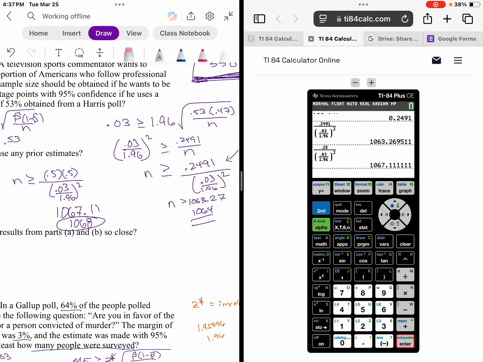Why are those so close? Well, it's because in the first case in part A, our p hat was 0.53, and in part B, our p hat was 0.50. So it should be a little bit bigger than the other one, but it's not going to be astronomically bigger just because we went from 0.53 to 0.50. And same thing even if we look at the 1 minus p hat. The 1 minus p hat was 0.47, and this other one was 0.5. So they're very close in values for what we put in there for the p hats, and that's why those answers are very similar.